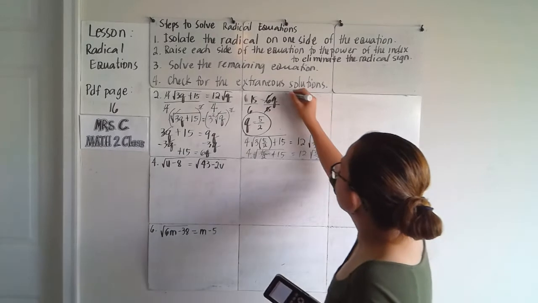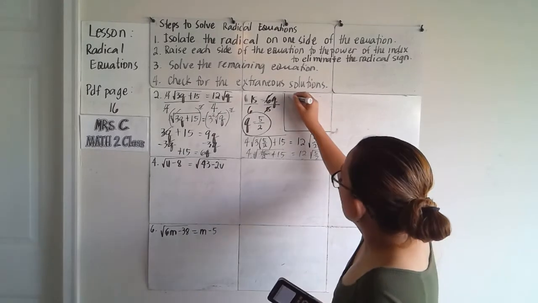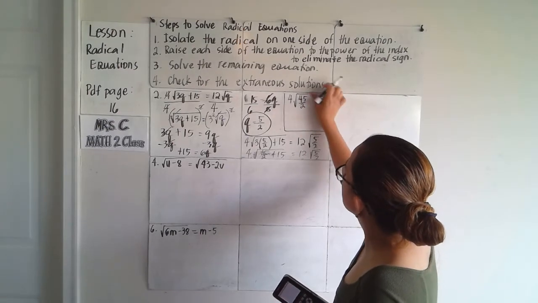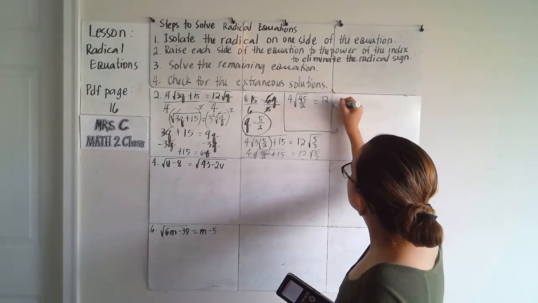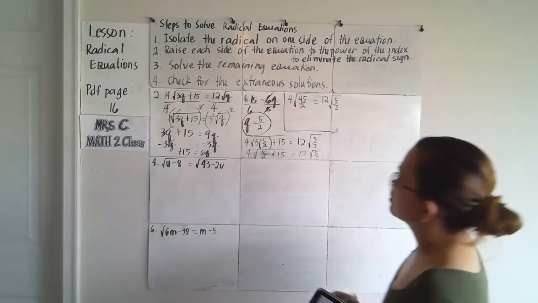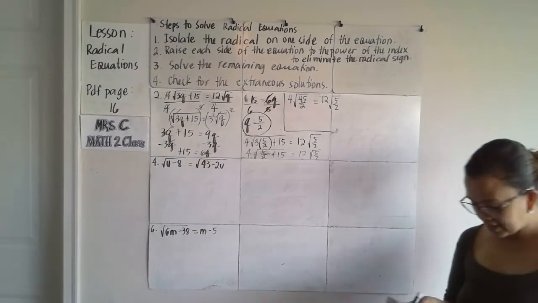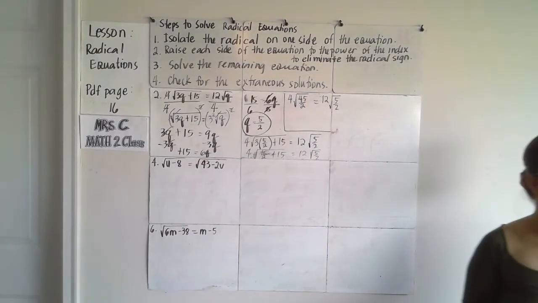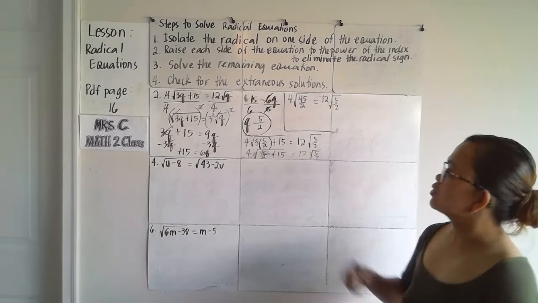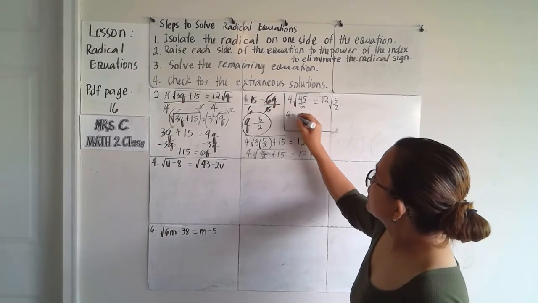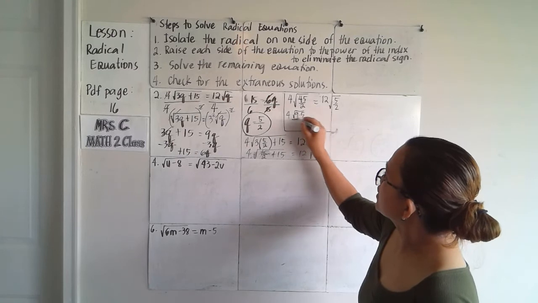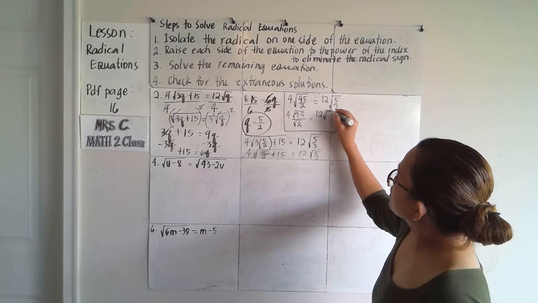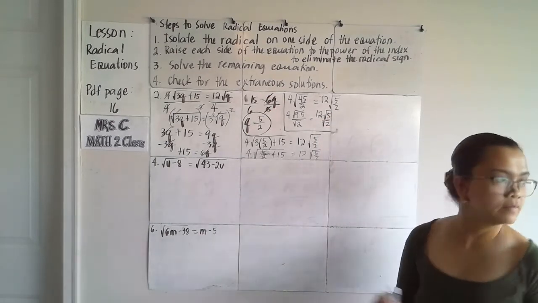So you're going to have 4 times the square root of 45 over 2 equals 12 square root of 5 over 2. Now, we can't say yet that they are equal to each other unless we factor the radicand. So we're going to have 4 times square root of 9 times 5 over square root of 2 equals 12 times square root of 5 over square root of 2.